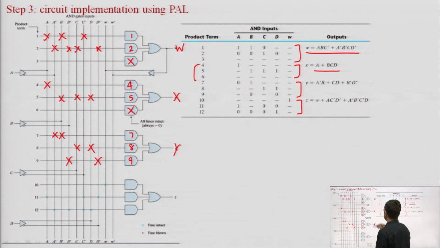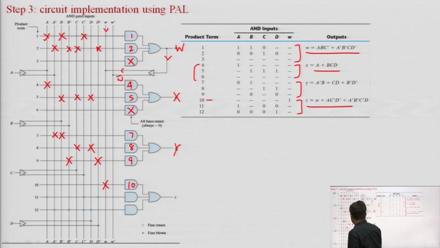So X, W, X, Y are ready, and for Z, W is required. That means this W will be entering towards the input side, in the form of W and W bar. I am only interested in W, so I will be using this wire. You can see that this is my W which is entering the first product, which is the 10th product. And 11th and 12th are generated as normal products, which are A C bar D bar.